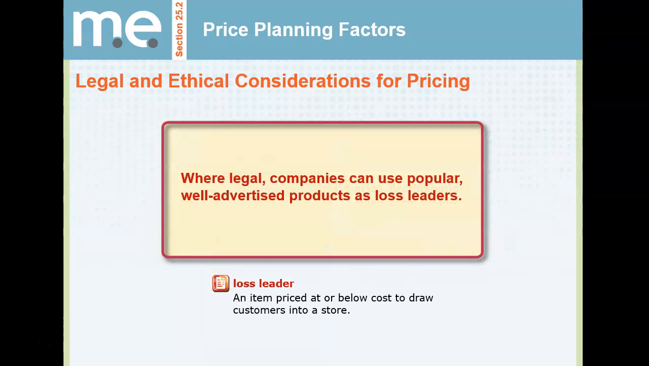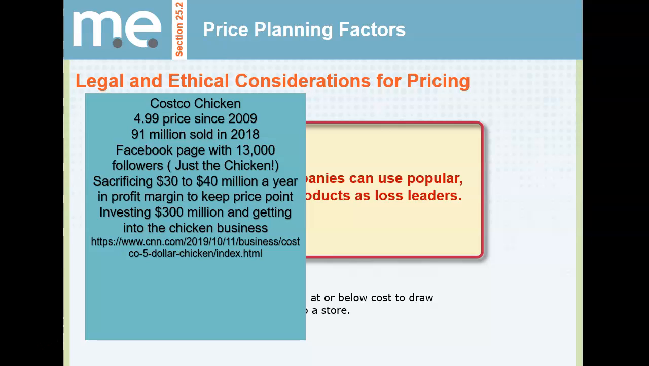So where legal, companies can use popular advertised products as loss leaders, an item priced at or below cost to draw customers to a store. That's your formal definition of a loss leader. Great example, Costco chicken. $4.99 for a beautiful rotisserie chicken. It's been this price since 2009. Since then, 91 million chickens have been sold. 91 million were sold in 2018. They have a Facebook page with 13,000 followers. Just the chicken, not Costco.